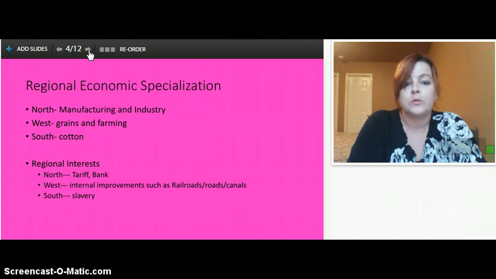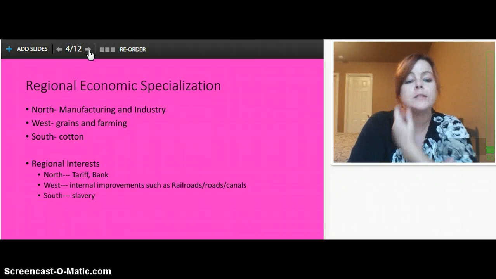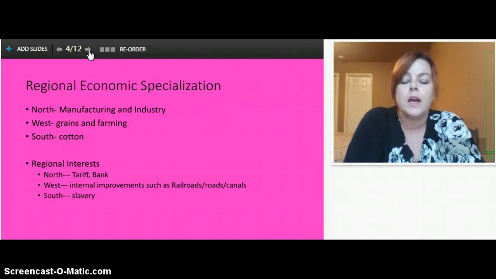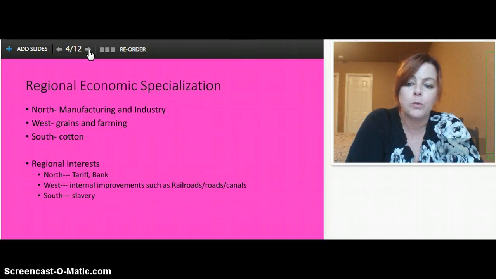With regional economic specialization, you get regional interests, and each part of the country is going to fight for certain things that they value and that are crucial to how they do things. So the North wants the tariff, right? The tariff is a tax on imports. If you put a tax on imports, you make foreign manufactured goods cost more, so people buy the cheaper American-made products. The North is making these products, so it definitely benefits them to have a tariff.